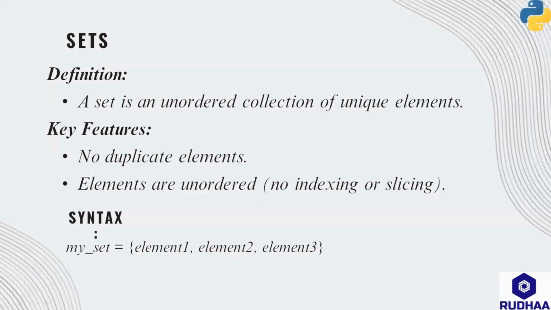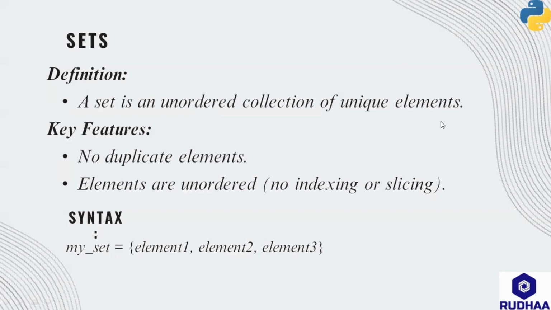So what is a set and what is a dictionary? A set is an unordered collection of unique elements. Lists and tuples are ordered collections. Here sets are unordered collections, but they should contain unique elements. There is no duplication of elements, and the elements are unordered. That means we cannot use any index and we cannot slice the set. So those are the key features of sets: an unordered collection of unique elements.